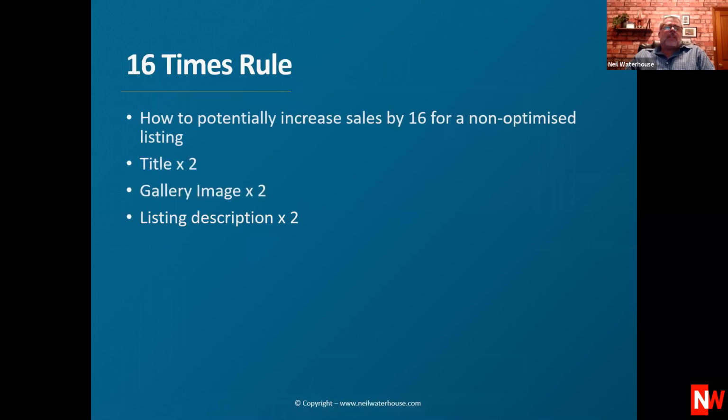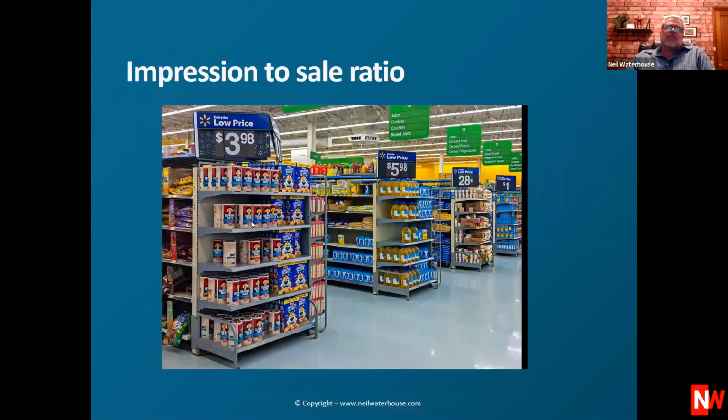All right. And the last one is the impression to sale ratio. A good way to explain the impression to sale ratio: in supermarkets, the most expensive piece of real estate is the end caps at the end of the aisles. The reason why is that shopping centers know that when people walk past here, they tend to see this stuff and buy it. So they only put things that are going to sell here.